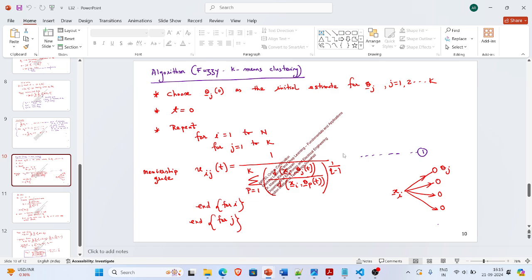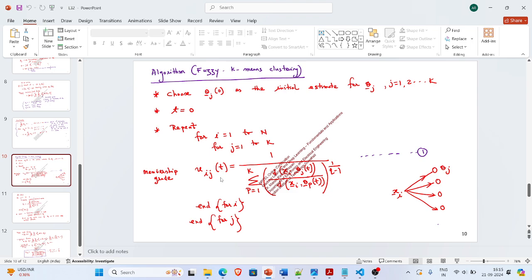Next, moving on. This is the algorithm we are following here. First, we take some cluster centers. Random initialization is the best course of action. Starting with t equals 0, we run a loop for i equals 1 to n and j equals 1 to k. Now we are calculating the membership grade.